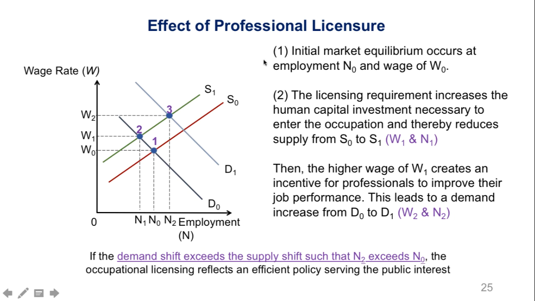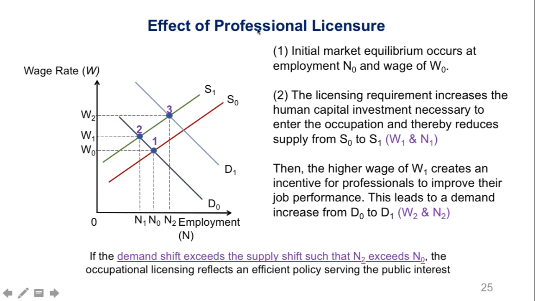The next government intervention is the effects of professional licensure. Suppose that initially the market for nurses is at the initial market equilibrium, where employment is N0 and wages are W0. So initially we are at point 1, where the wage is W0 and the employment, the number of nurses, is N0.